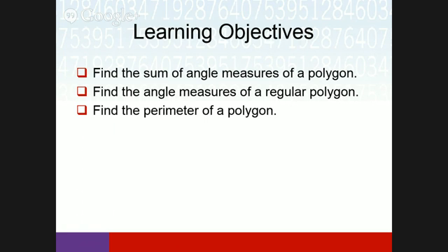And then you'll be able to find the sum of all the angles, and in a regular polygon, meaning the sides are the same, you'll be able to find the angle measure of every given angle. They'll all be the same because it's a regular polygon. And then the last thing we'll do is find the perimeter, which is adding up all the sides.